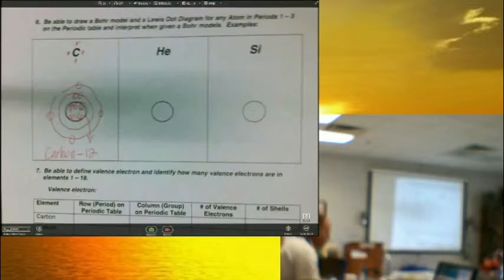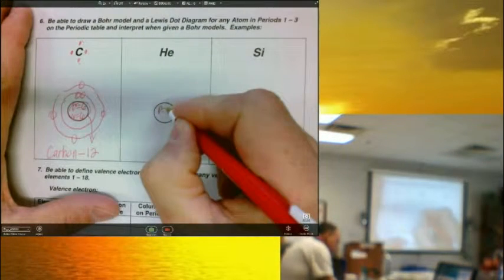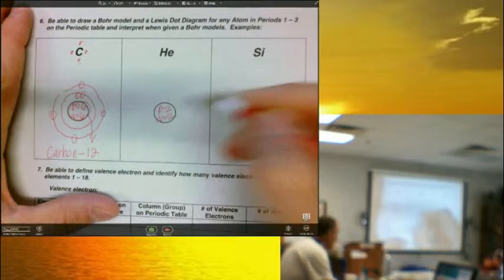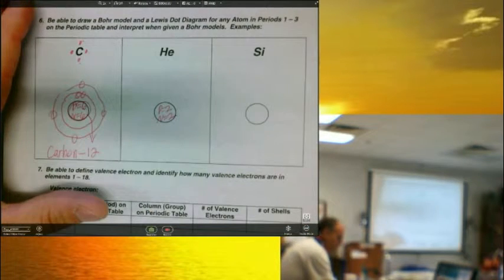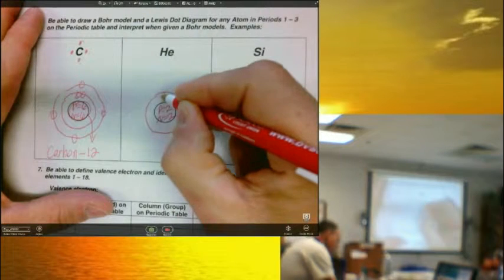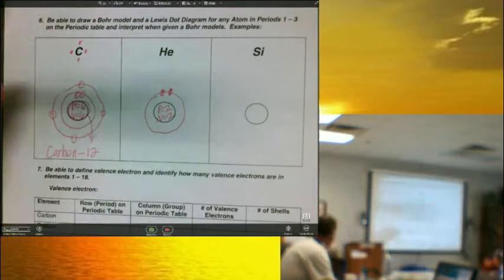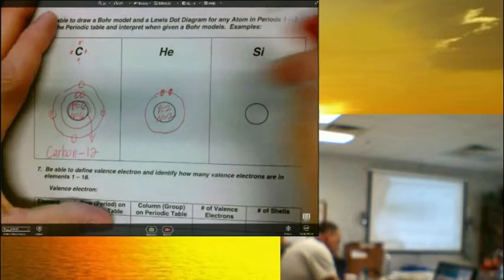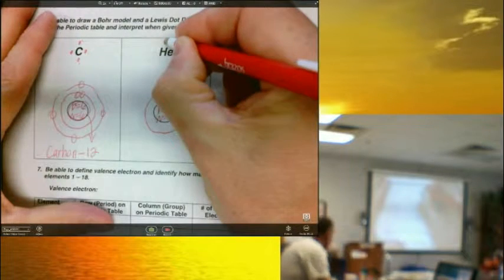Okay, helium, protons are 2, neutrons are 2. Again, you get that information from the periodic table. You'll see that helium has 1 shell, and there will be 2 electrons. Those 2 electrons are the valence electrons. So the Lewis dot diagram is just like that.